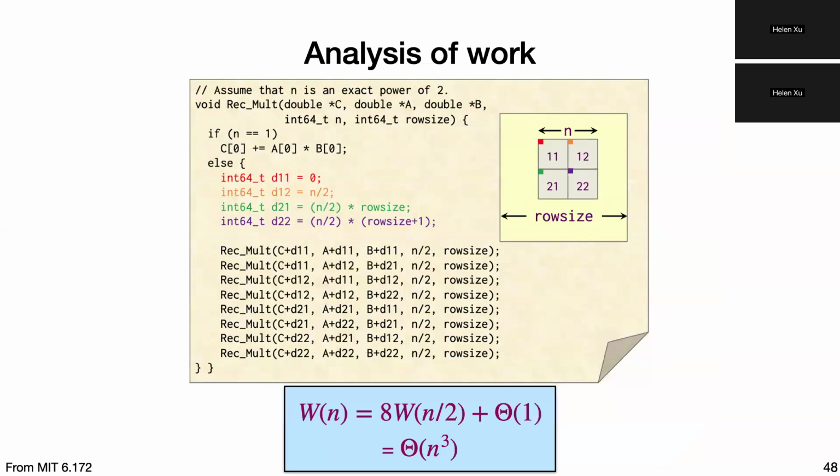So the work is still n cubed, which is good, we didn't totally screw something up. There are 8 recursive calls. Each one has side length n/2, and there's Theta(1) work in each recursive call just to cut the matrix into 4. And from the master theorem, we know that this is n cubed.